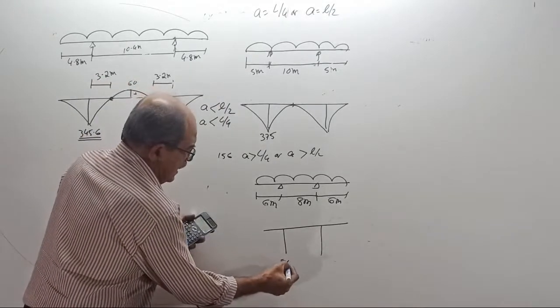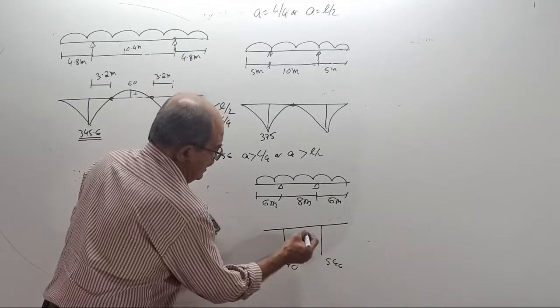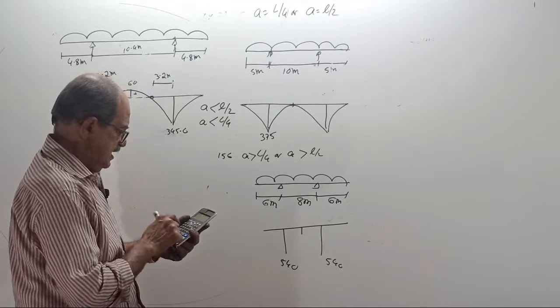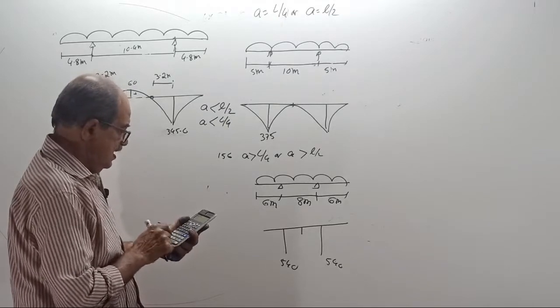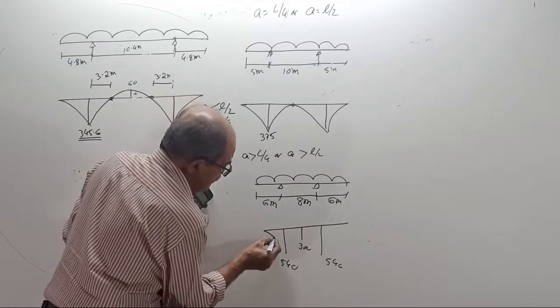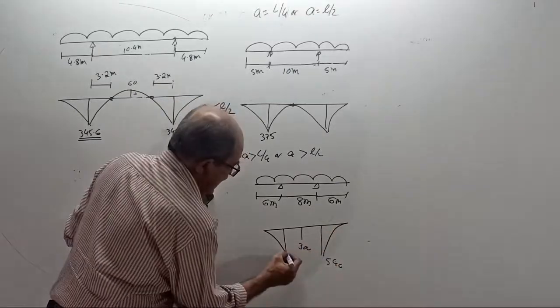Six, 540. Here BM will come. Negative only 300. Now BMD will come this way and this way.